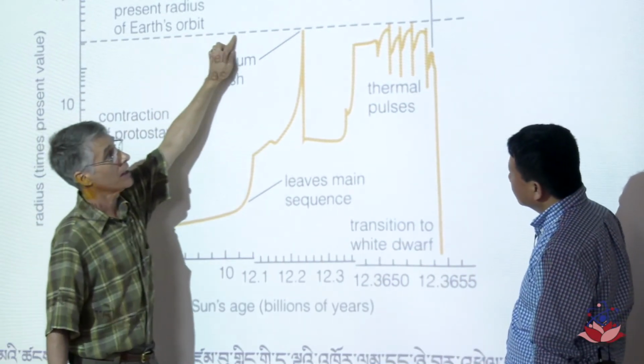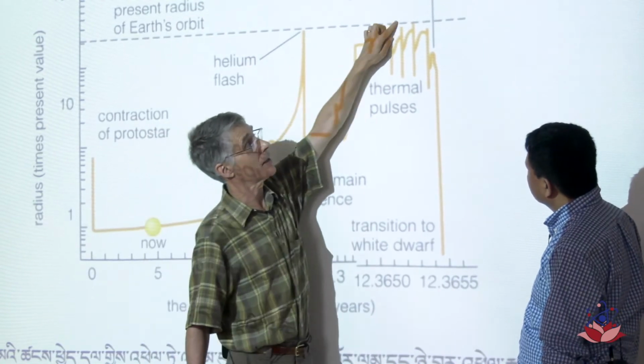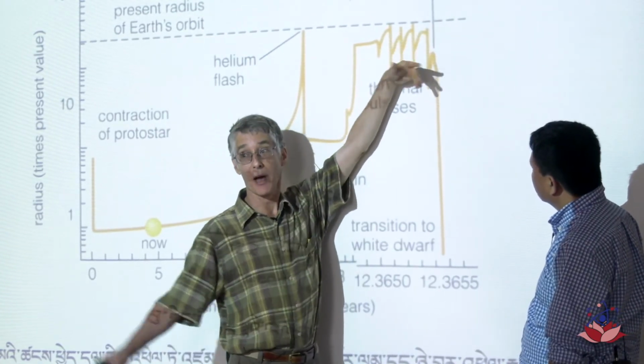So here is the size of the Earth's orbit, and you can see that as a red giant, the sun will come out and touch the Earth.